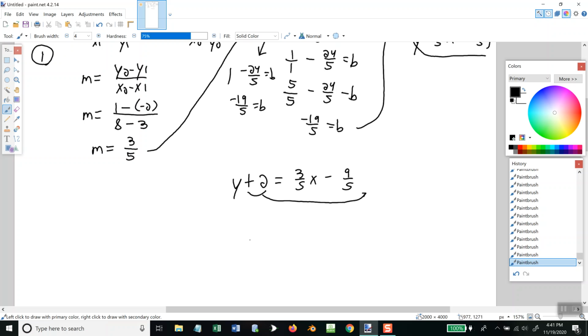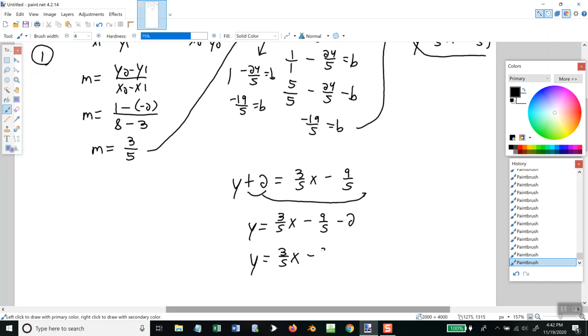You take anything across your equals, your sign changes. That's equivalent to subtracting 2 from both sides. So I got 3/5 x minus 9/5, and the positive 2 becomes a negative 2. Again, two ways you could do this. This is a mixed number form. So I could take the negative 2 times the 5 gives me negative 10, and add negative 9, it gives me negative 19. So that gives me negative 19/5.